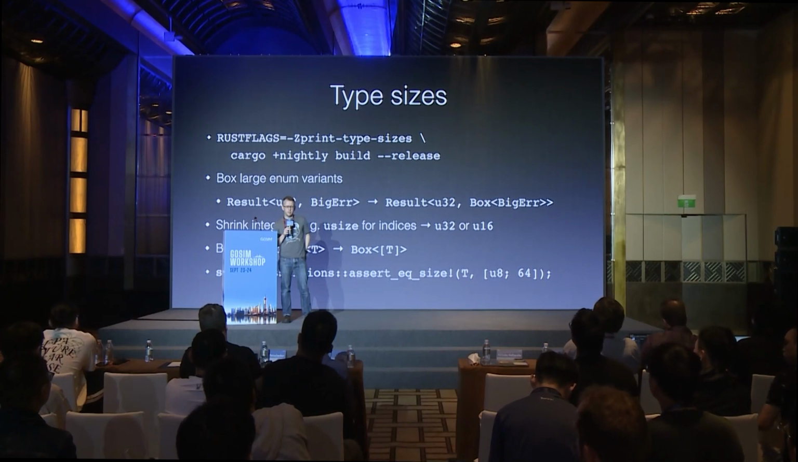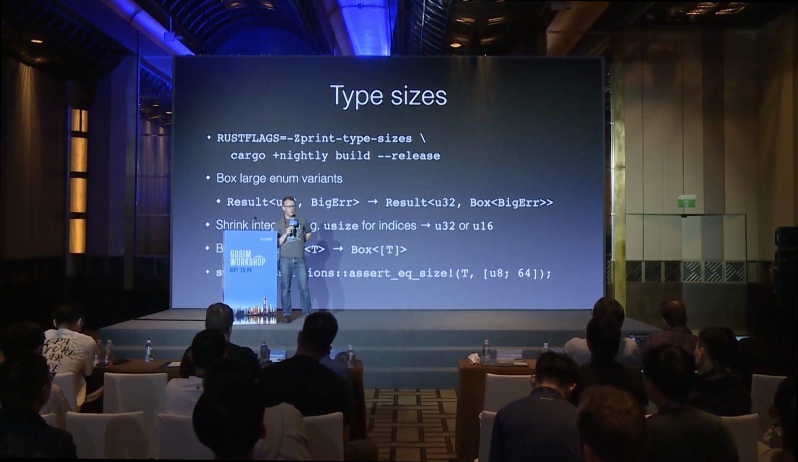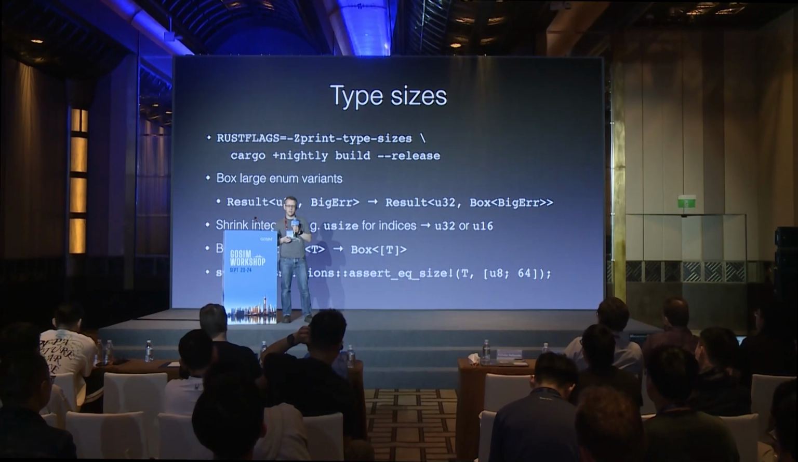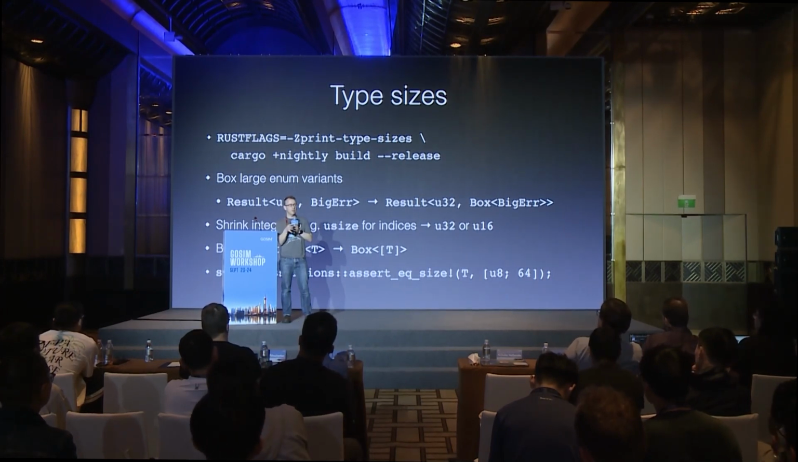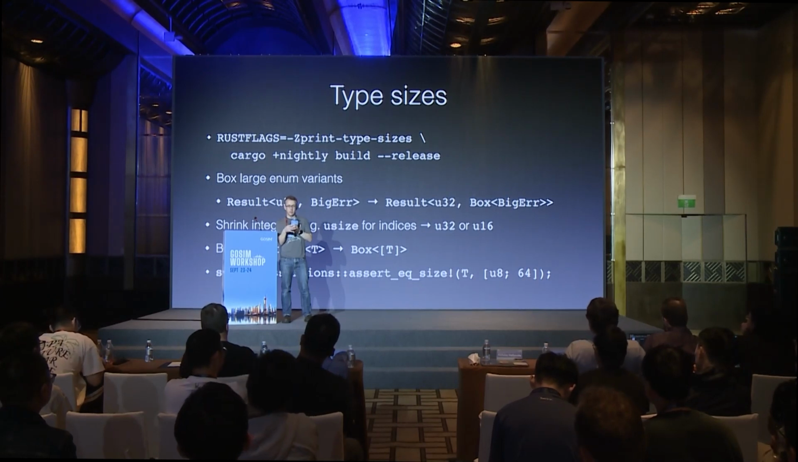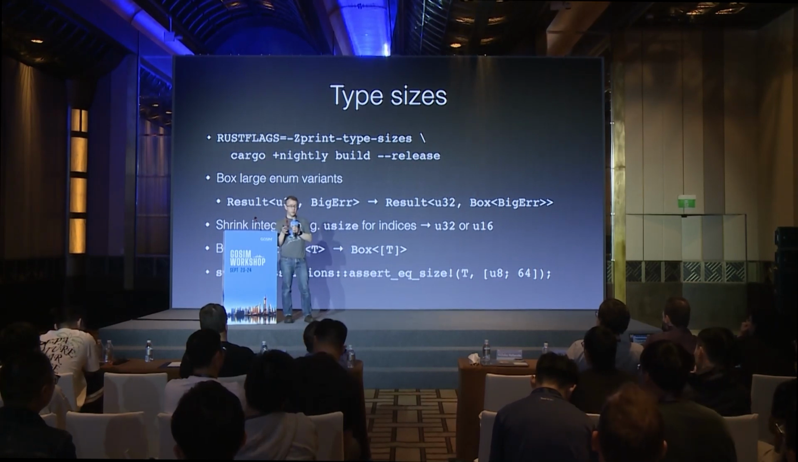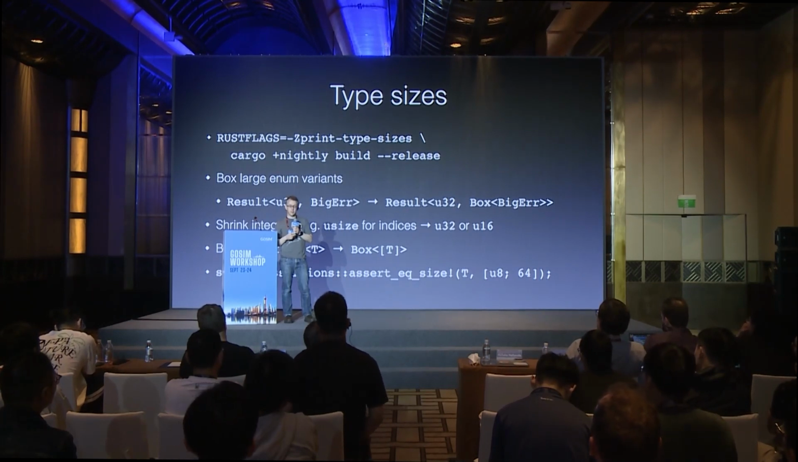Another good way to shrink some types is, if you have integers, you can shrink them. In Rust, usize is the natural type to use for indexing into arrays and things like that, vectors. But sometimes usize, which is 8 bytes on a 64-bit platform, is more than you need. You don't need that many. So it's possible that a u32 or even a u16 might be sufficient for your particular case.